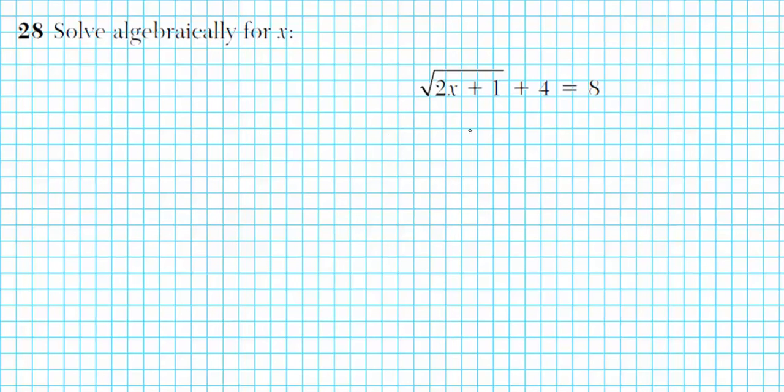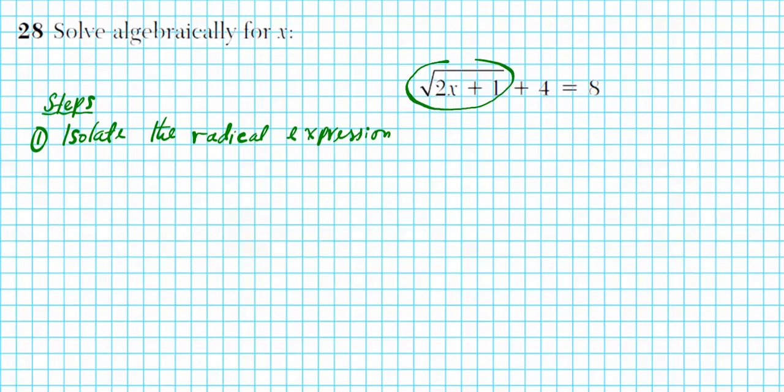So what's the general procedure for solving radical equations of this nature? Let's take a look at the steps real quick, and then we'll go ahead and apply it to this problem. First thing you want to do is isolate the radical expression. In this case, the radical expression that we'll be isolating is the square root of 2x plus 1. After isolating the radical expression, you will try to eliminate the radical by squaring.